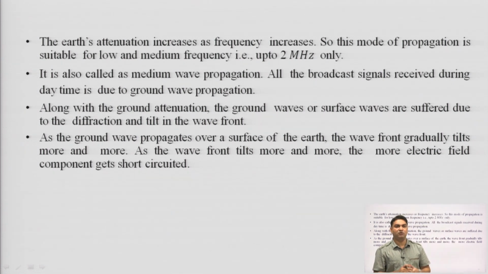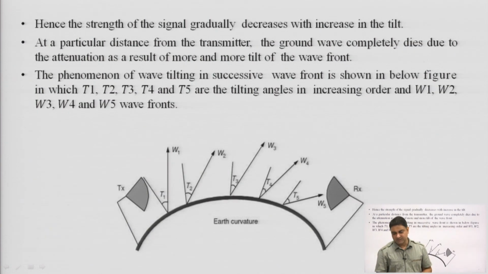As the ground wave propagates over the surface of the earth, the wave front gradually tilts more and more. As the wave front tilts more and more, more electric field components get short circuited, and this particular condition can be experienced by the tilting of the wave front along the ground surface of the earth. And this is a very important concept when the curvature of the earth comes into account for surface wave or ground wave propagation. How it works you can see here.